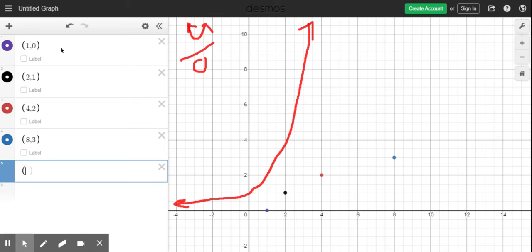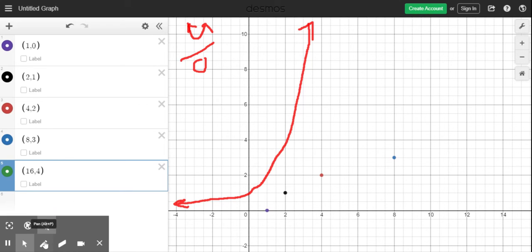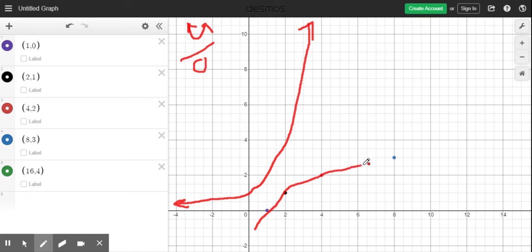And the next one would be 16, 4. You see the pattern that is emerging here is the inverse of that exponential. And we call this a logarithmic function.